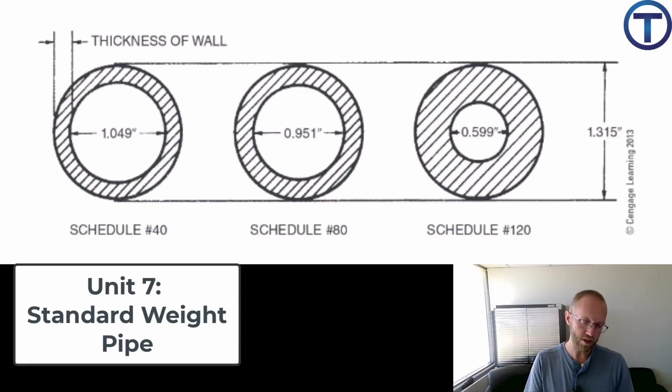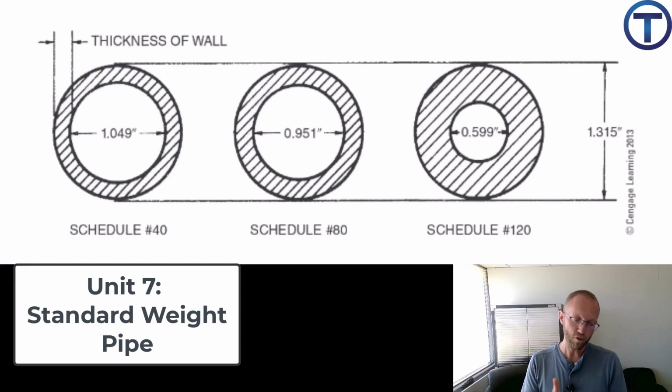So all of these are going to be considered a 1-inch pipe. If you look, the outside diameter is 1.315. The inside diameters are what is different. They keep the outside diameter the same so that these pipes can fit into and be connected with the same fittings. But then the wall strength and thickness of the pipe itself is different.